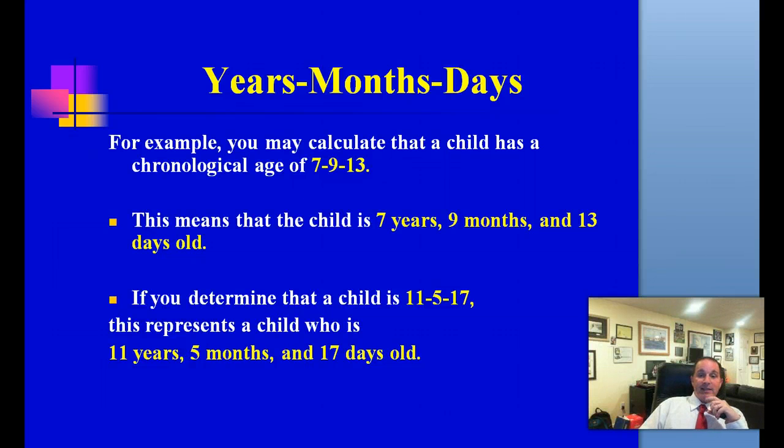So you may calculate that a child has a chronological age, a CA, of 7, 9, 13. And what this simply means is that the child is 7 years, 9 months, and 13 days old. Again, 7 for the years, 9 for the months, and 13 for the days. And if you determine that a child is 11, 5, 17, this is telling us that we have a child who is 11 years, 5 months, and 17 days old. So again, when you see in a report the three numbers for chronological age, the first number is the year, the second number is the months, and the third number is the days.